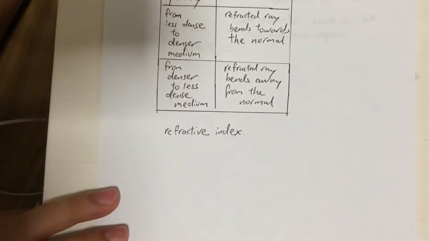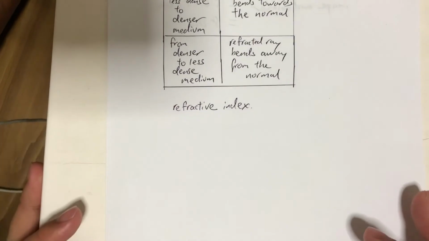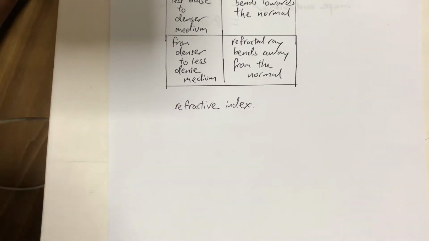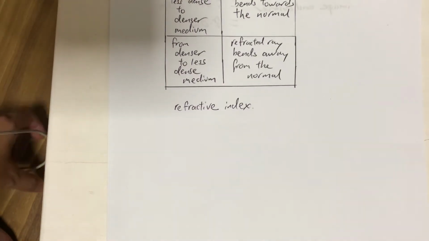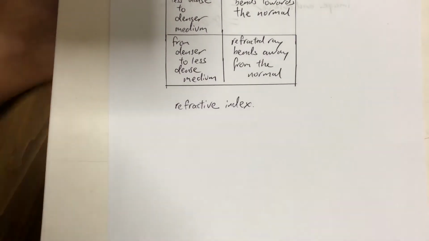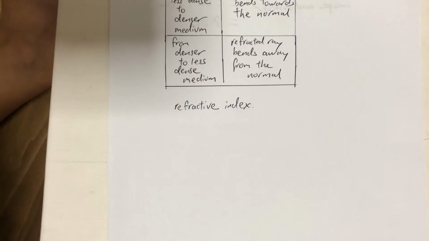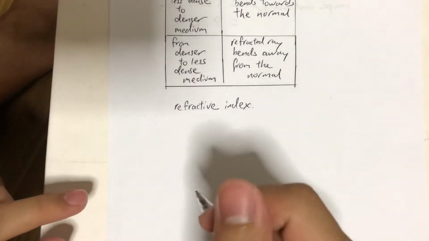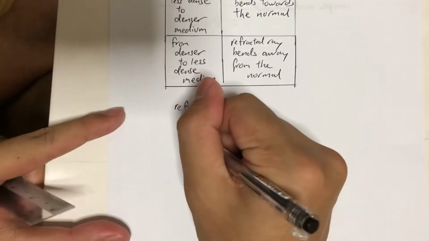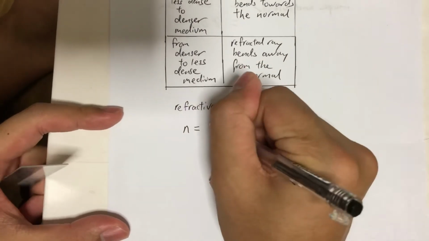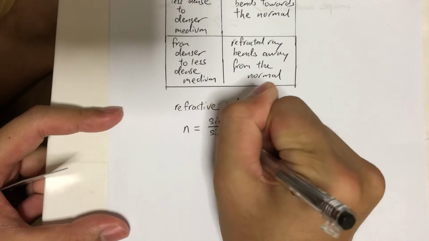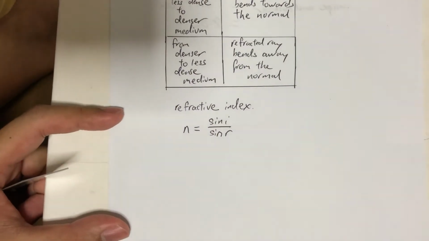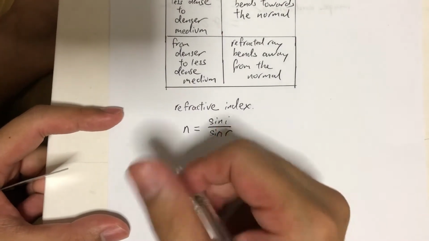Okay, think of refractive index as a numerical number that is comparing the optical densities of various mediums with each other. So there's an important formula for us, and this formula is n equals sine i over sine r. What is n, i, and r?